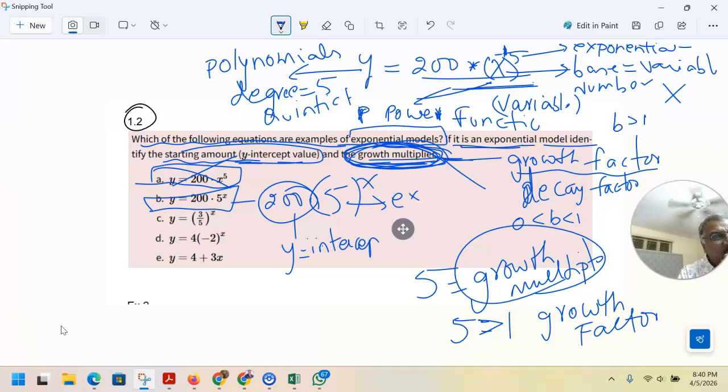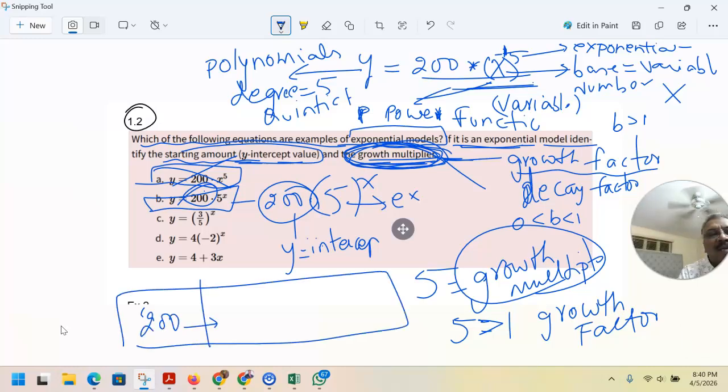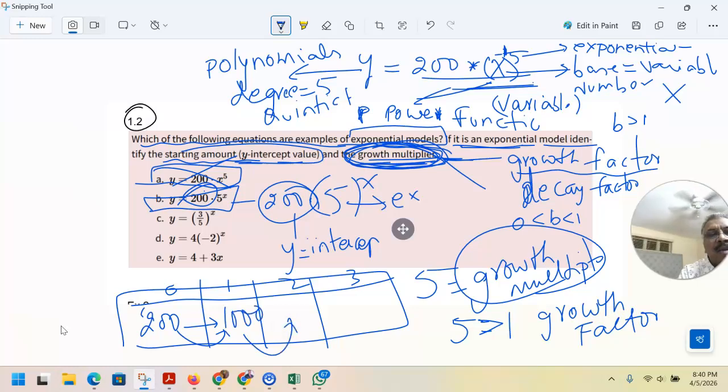Growth multiplier means each time you multiply by 5. That means in the beginning it is 200. You can make a table out of this and say, okay, this is x equals 0, 1, 2, 3, and y is 200. 5 times 200 is 1000. 5 times 1000 is 5000, and 5 times 5000 becomes 25,000. So each time you multiply by 5. See? So that's the understanding piece of that problem.